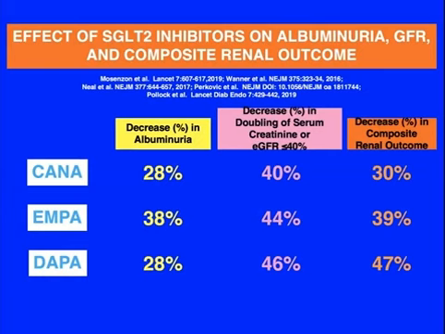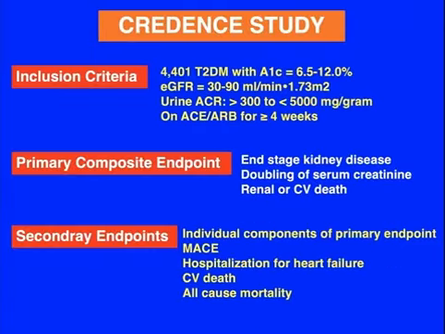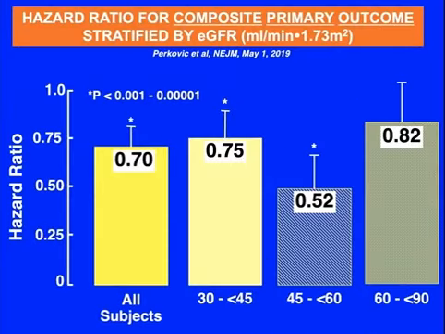But the renal outcomes in all of these studies are secondary endpoints, which cannot get you approval by the FDA. So the approval came with the CREDENCE study. 4,401 type 2 diabetic patients with either a reduced GFR or the presence of macroalbuminuria. And the primary composite endpoint is end-stage kidney disease and or renal or cardiovascular death, as well as secondary endpoints, which are the individual components.